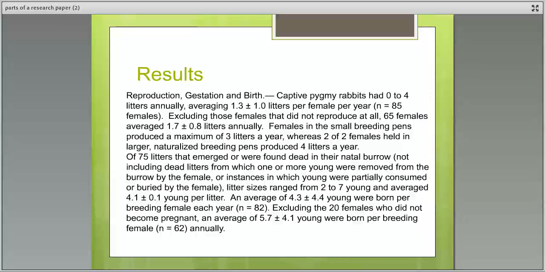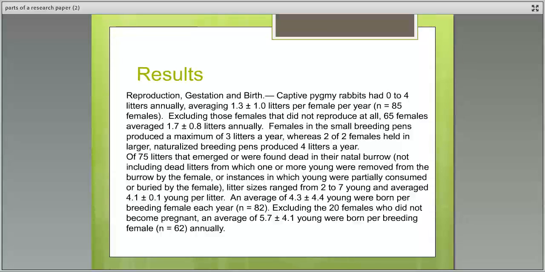Of 75 litters that emerged or were found dead in their natal burrow, not including litters from which 1 or more young were removed from the burrow by the female, or instances in which the young were partially consumed or buried by the female, litter sizes ranged from 2 to 7 young and averaged 4.1 plus or minus 0.1 young per litter. An average of 4.3 plus or minus 4.4 young were born per breeding female each year, N equals 82. Excluding the 20 females who did not become pregnant, an average of 5.7 plus or minus 4.1 young were born per breeding female, N equals 62 annually.